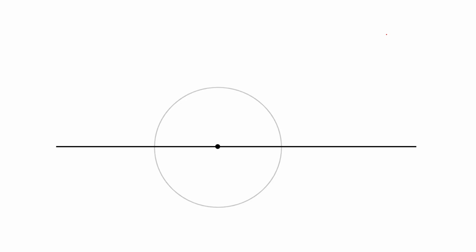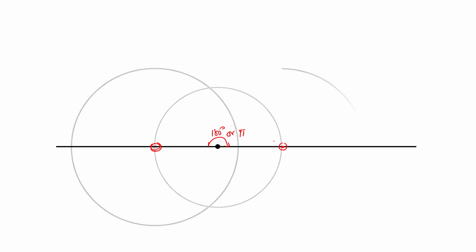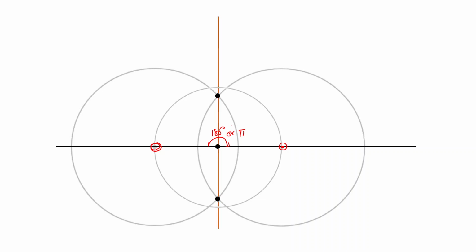So let's start with how to bisect. You can take these equidistant points from this point where your 180 degree angle is. So here is your 180 degree angle or pi. From here you get these 2 equidistant points, and from here you can draw 2 arbitrary circles big enough so that they can intersect. And if they intersect at these 2 points, these 2 points are definitely going to be the perpendicular bisector. You can understand it by symmetry.